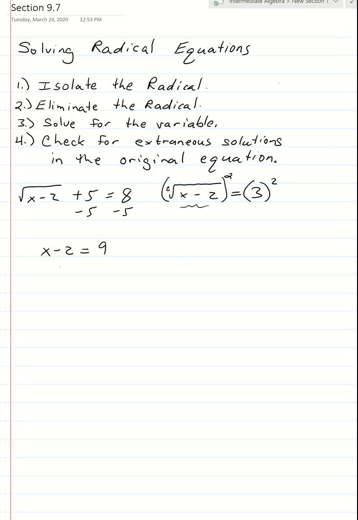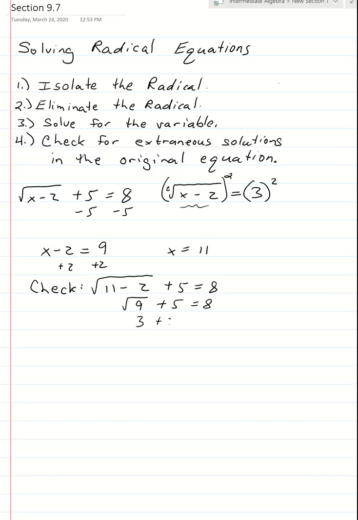To solve this linear equation, we would have to add the 2 over, in which case now we get x equals 11. But I'm not going to circle this just yet because I want to make sure that this solution is not extraneous. So the way to do that is to go back to the original equation and check my solution. So I'm going to check that the square root of x, which is now 11, minus 2, if I add 5 to that, it's supposed to equal the number 8. Let's see if it does. Well, the square root of 11 minus 2 would be the square root of 9 plus 5. Does that equal 8? Well, the square root of 9 is 3 plus 5. Does that equal 8? Well, since 3 plus 5 is 8, and 8 does equal 8, that does check. So now I with confidence can circle my solution of 11.